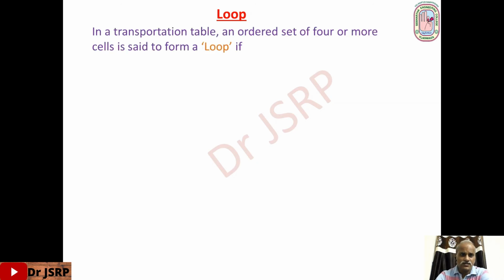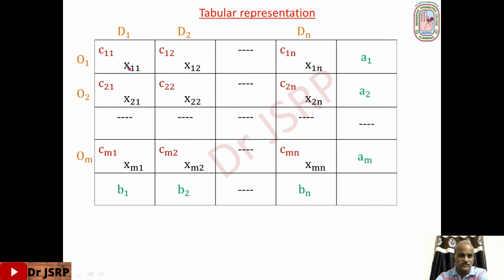Next. So we consider another concept, loop. So we use this concept in the solution procedure. So what is a loop? In the transportation table, an ordered set of 4 or more cells is said to form a loop. Cells means in the table the entries. For example, this is 1, 1 cell, first row, first column. This is 1, 2 cell, first row, second column. Okay. So these boxes are called cells.